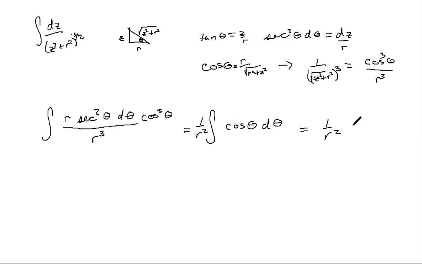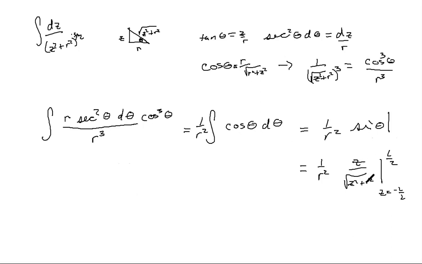times sine theta, and I have to evaluate it between my limits of integration. I go back to my triangle though, and I see that sine theta is nothing other than z over r. So I can write that as z over the square root of z squared plus r squared. And I have to evaluate it between z equals minus L over 2 and L over 2. Whew, home stretch.